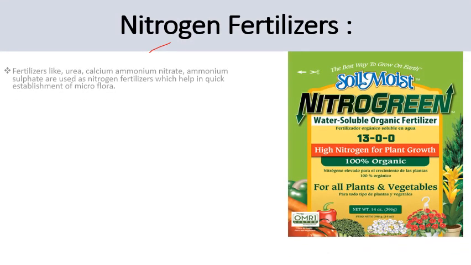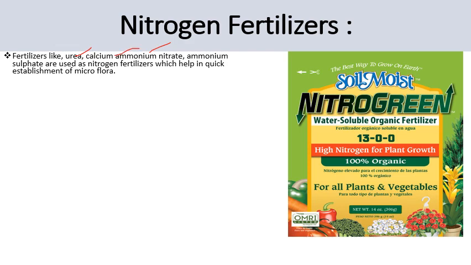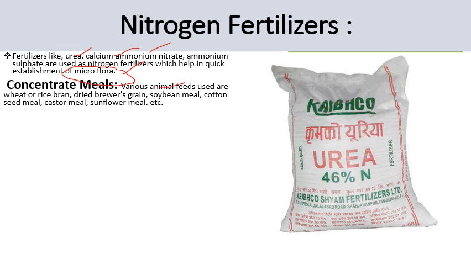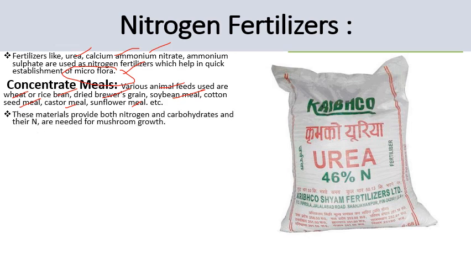Next, nitrogen fertilizers. We can use different fertilizers to obtain maximum yield. Fertilizers like urea, calcium ammonium nitrate, ammonium sulfate are used as nitrogen fertilizers, which help in quick establishment of microflora and help in increasing the yield. Then we have concentrated meal, which includes various animal feeds. Used are wheat or rice bran, dried brewer grain, soybean meal, cotton seed meal, castor meal, sunflower meal. These are used for mushroom production in higher amount. These materials provide both nitrogen and carbohydrate, and their nitrogen is needed for mushroom growth. Then we have materials like superphosphate, gypsum, calcium carbonate, which are also used.